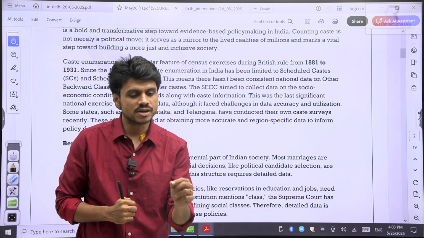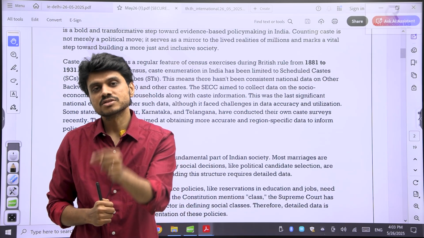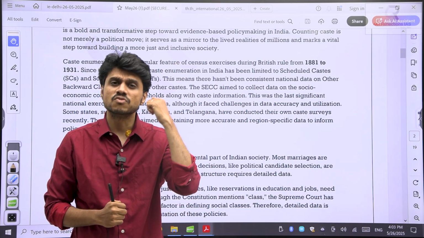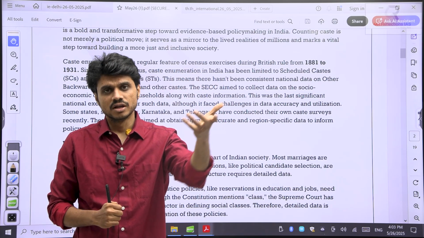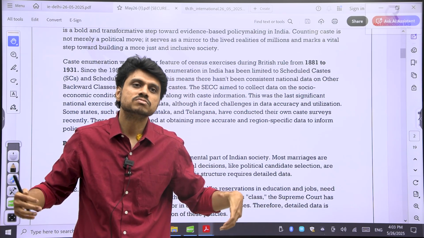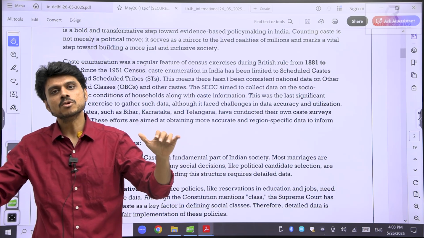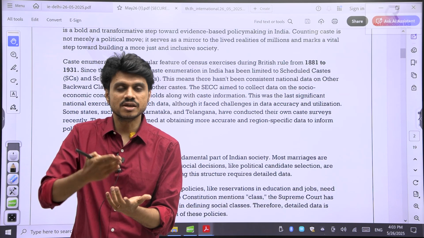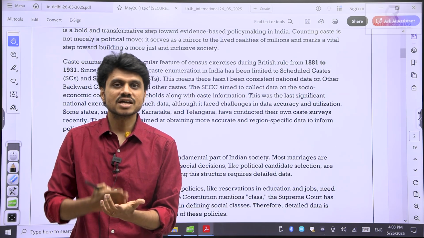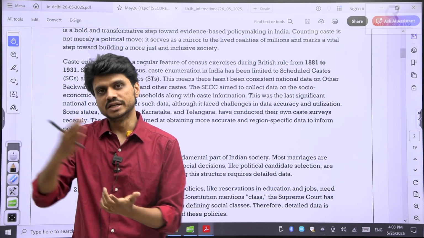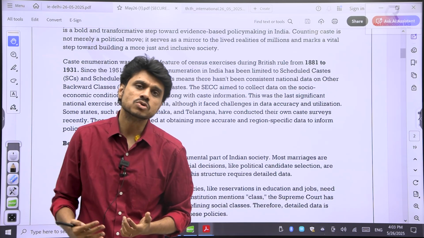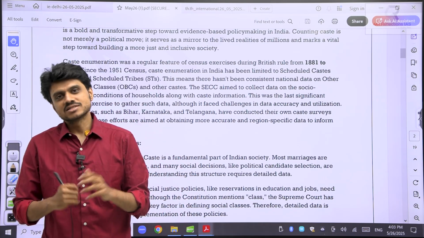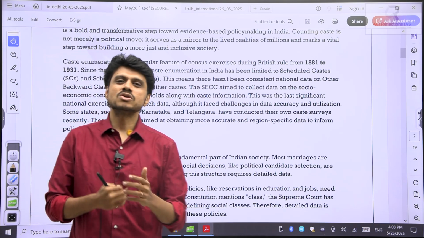Now, when we are talking about the caste census, the first thing that should come into your mind is why. Why a caste census? In India, for the people, caste is the most important factor. It is a very important identity. Caste has not left India. Though we always want to make India a casteless society, it is not always possible.